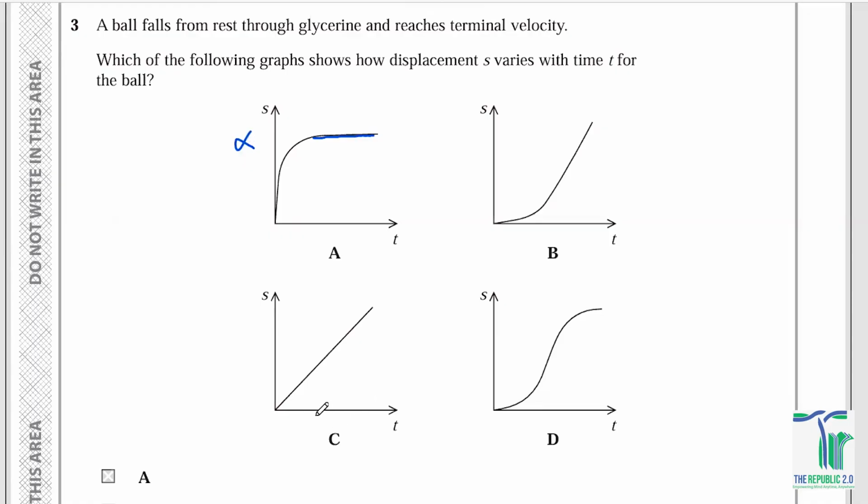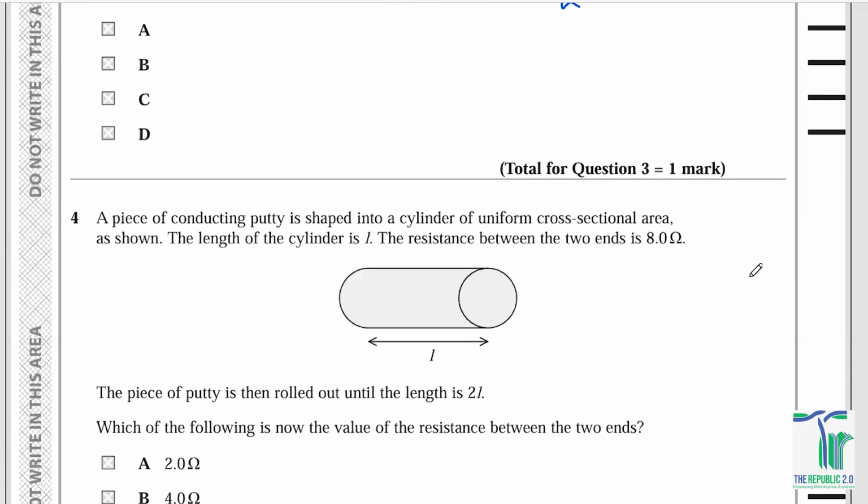Similarly, C is showing a uniform gradient, but a body takes some time to reach terminal velocity, so we're not going to go with C. The same is the case with D, because there is no uniform velocity. The only option that makes sense is B, right? So that is why we have to go with option B.